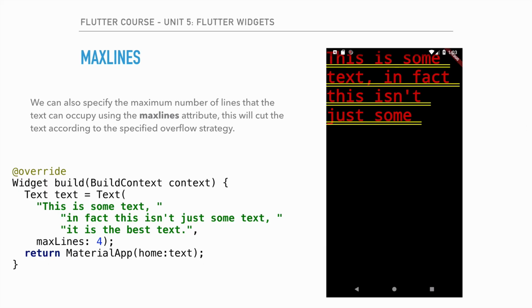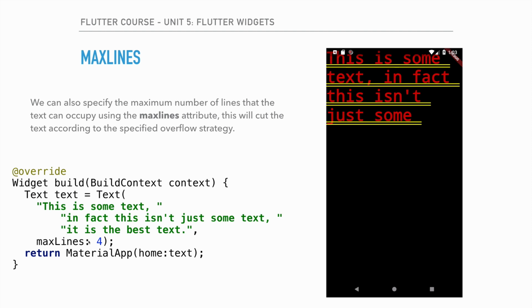All right, so the next thing we're going to have a look at when working with text is something called maxLines. We can also specify the maximum number of lines that the text can occupy using the maxLines attribute. This will cut the text according to the specified overflow strategy. We're going to be going over overflow in just a second. You can see here we have: this is some text. In fact, this isn't just some text, it is the best text.